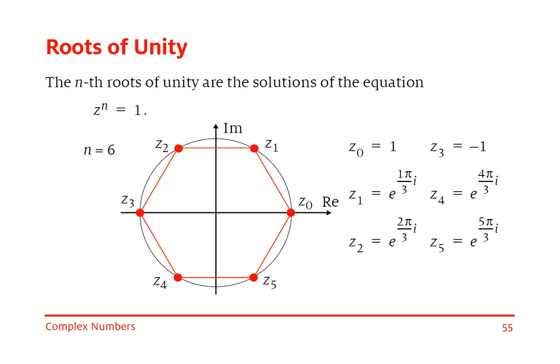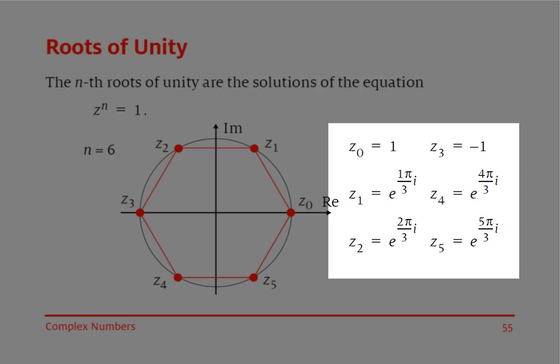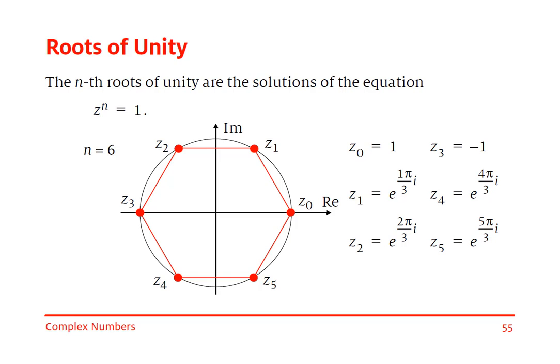For n equals 6, we have the equation z to the power of 6 equals 1, which has 6 solutions, which you see here. Again, they form a regular hexagon, and all the points lie on the circle with the radius 1, centered in the origin.